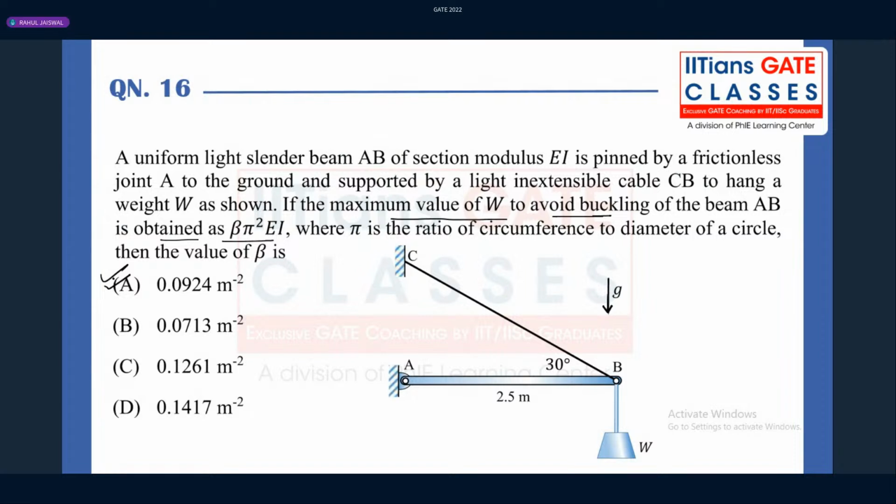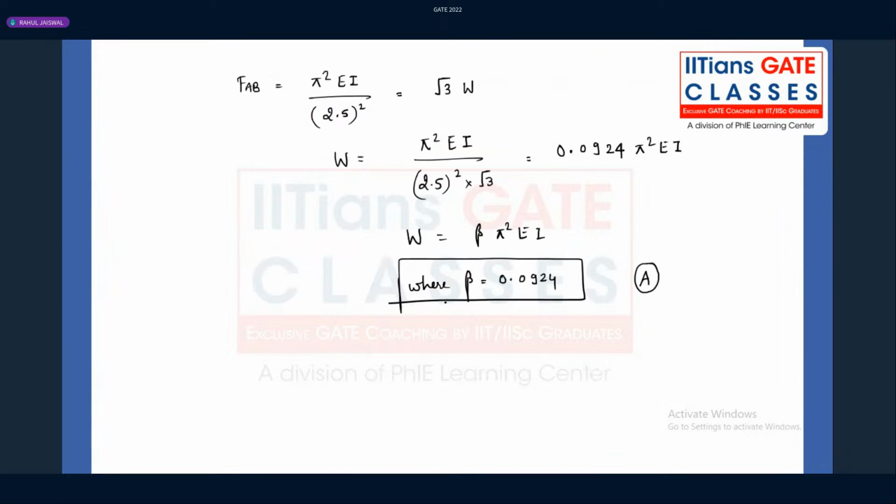Right. So whatever the value of W should be, that should be less than or equal to this 0.0924 pi square EI to avoid buckling. If it is just equal to this value, W will be maximum. In that case, force AB is also going to be maximum, and that will be equal to the critical load. And the moment the load becomes equal to the critical load, if you provide disturbances, then definitely buckling will take place in beam AB. Nothing is going to happen with the inextensible wire CB, right? In the inextensible CB wire, there will not be any kind of buckling because it is subjected to tensile force, right? So this should be the answer.